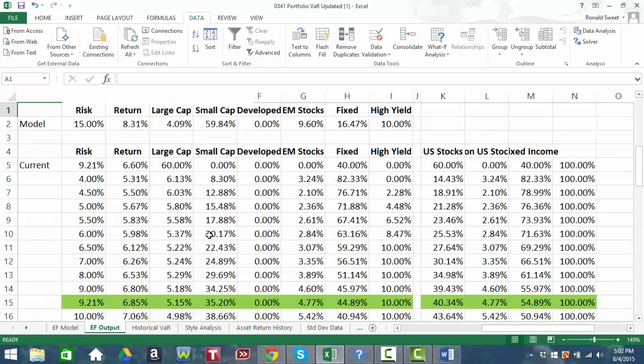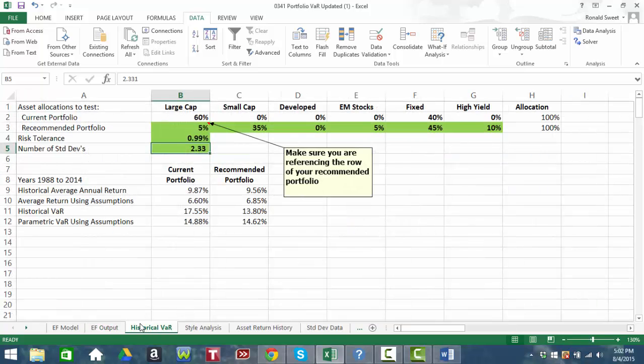So now what we want to do is look at this tab called historical VaR. It's actually a fairly simple analysis to do. The first line is our current portfolio. Notice it's referencing EF output line D5. If you set up EF output correctly the way I did it, then D5, line 5, is what your client currently has. Remember that's 60%, 40%.